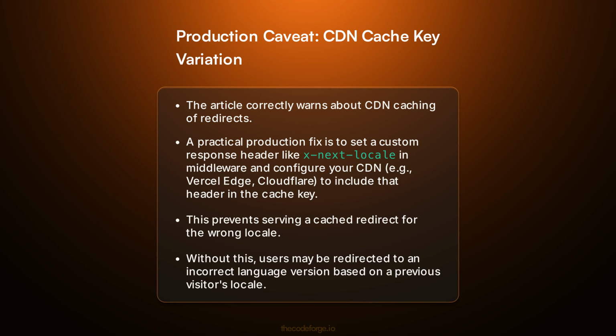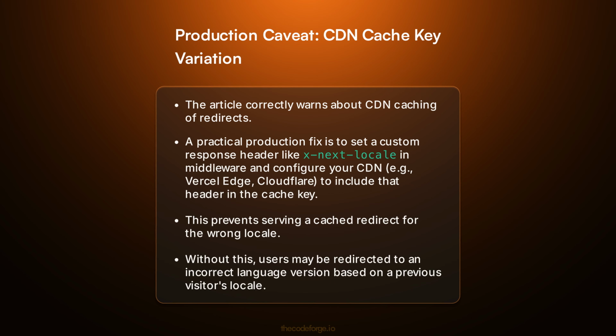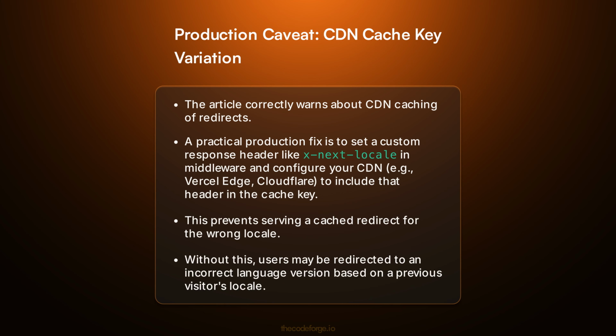The article correctly warns about content delivery network caching of redirects. A practical production fix is to set a custom response header like x-next-locale in middleware and configure your content delivery network, e.g., Vercel Edge, Cloudflare, to include that header in the cache key. This prevents serving a cached redirect for the wrong locale. Without this, users may be redirected to an incorrect language version based on a previous visitor's locale.